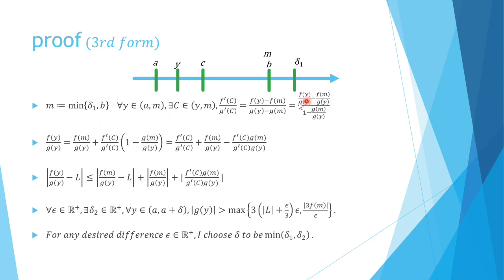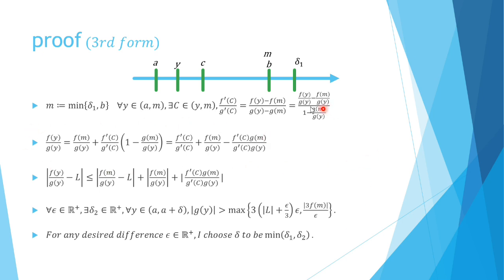Here I divide the numerator and denominator simultaneously by g of y, and here I multiply the left-hand side and the right-hand side by this term simultaneously. Then I obtain this result.